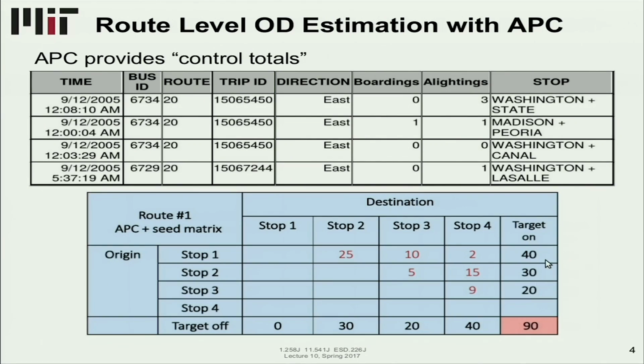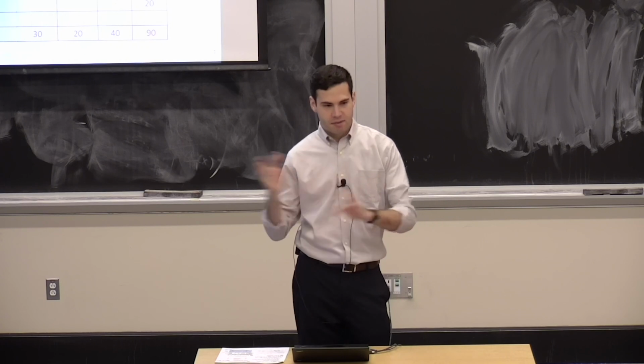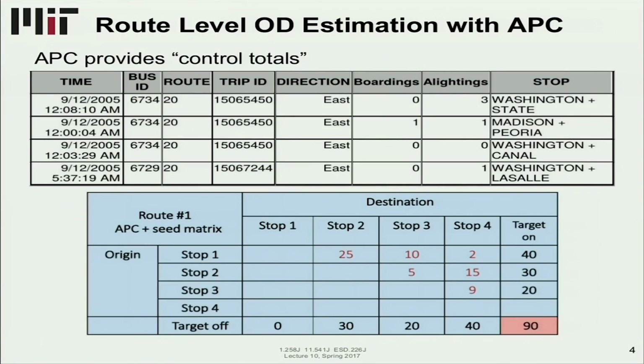You might be aggregating across days, for example, for a 30-minute period, and count how many people are getting on at each stop, getting off at each stop. And then what we want to estimate, knowing how many people get on and off at each stop, is the origin destination matrix. That is, the cells inside of this matrix saying how many people get on at stop 1 and off at stop 3.